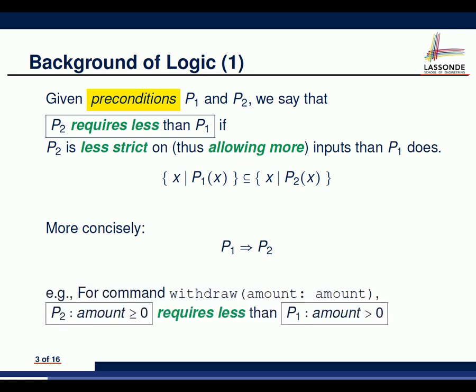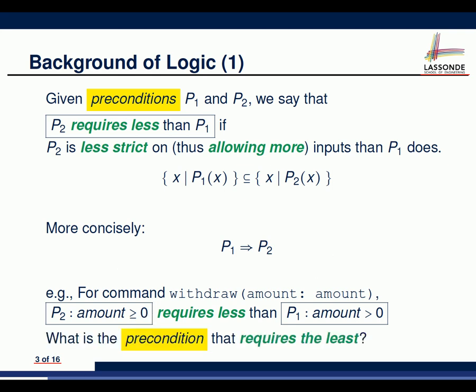Okay, I just got another example for you. You can see P2 is amount larger than or equal to 0, just non-negative. In that case, it requires less than amount strictly larger than 0, because P2 also allows 0, but P1 doesn't. Okay, just one value different.